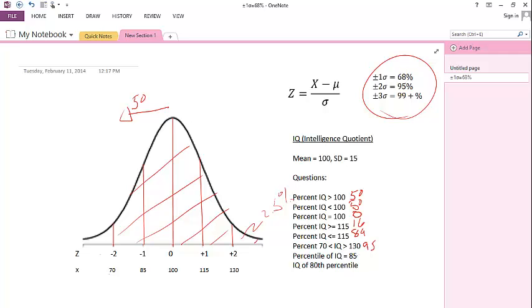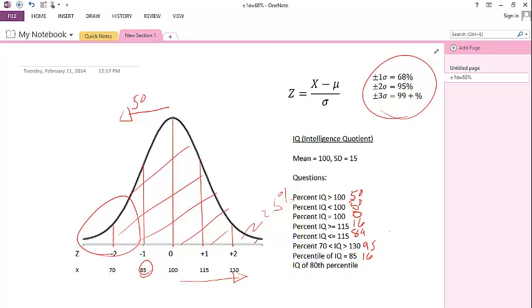What's the percentile of an IQ of 85? Well, here's the IQ of 85. The percentile would be this area here. So looking at what is to the right of that, is 50% plus 34%. I didn't mean to do this, but it's the 16th percentile.